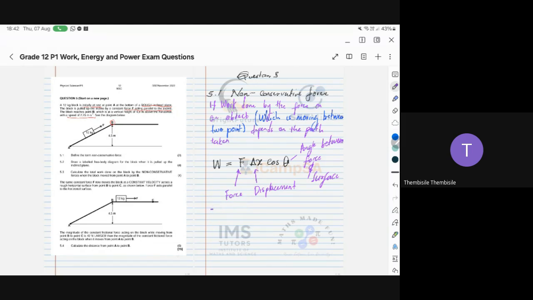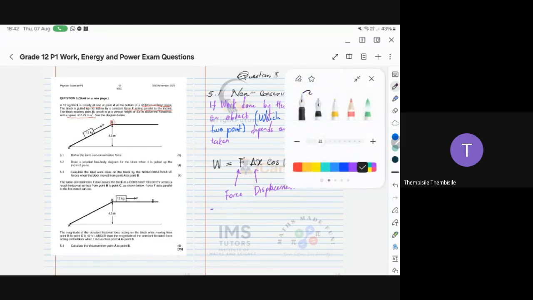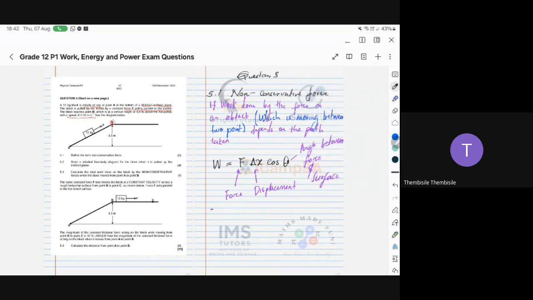Does anyone understand before I move on? Let's say in this case, if the displacement becomes 0, that means there is no movement, and then there is no work done. If the force is also 0, then there's also no work done. So this is how it works.